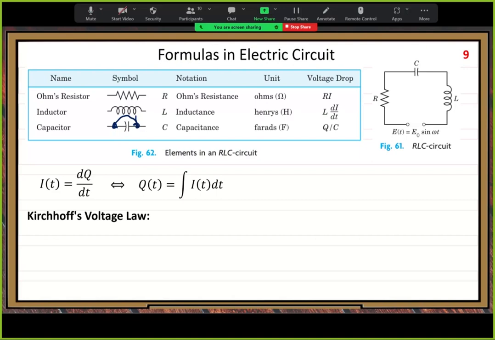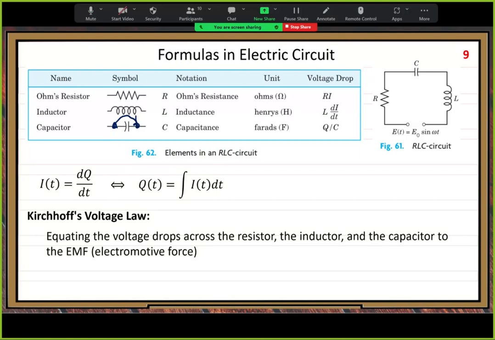Kirchhoff's voltage law. I think you still remember a little bit, right? This E, that's the force part, the electromotive force part. Equating the voltage drops across the resistor, inductor, and capacitor to the EMF, electromotive force. That's Kirchhoff's voltage law. Based on this law, we can set up this equation.